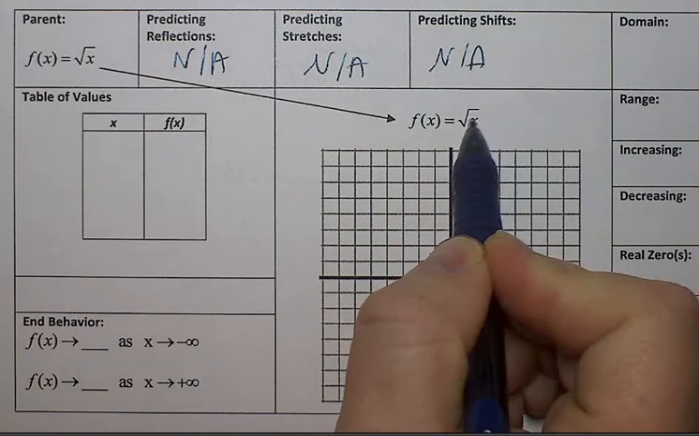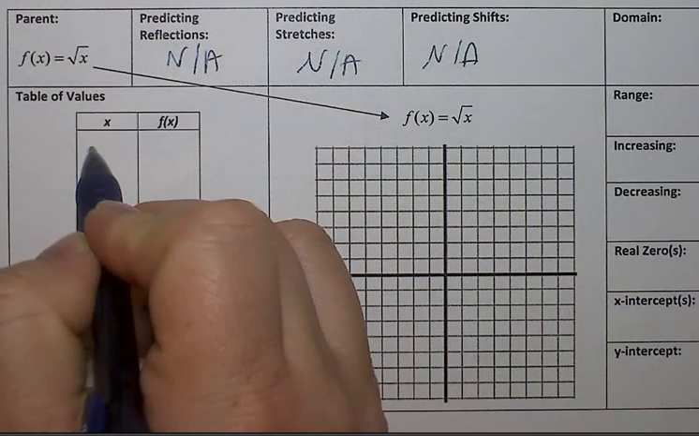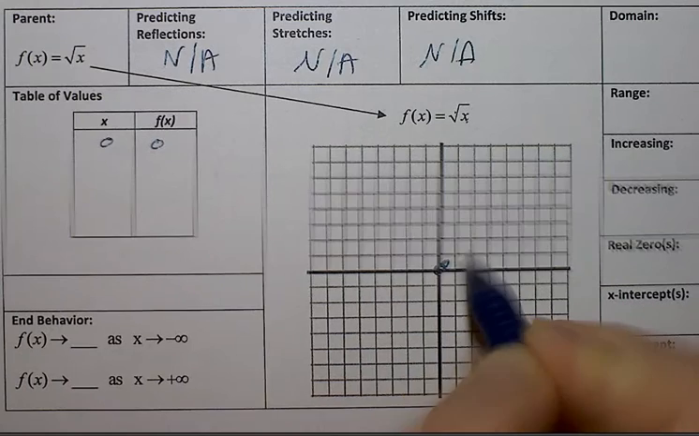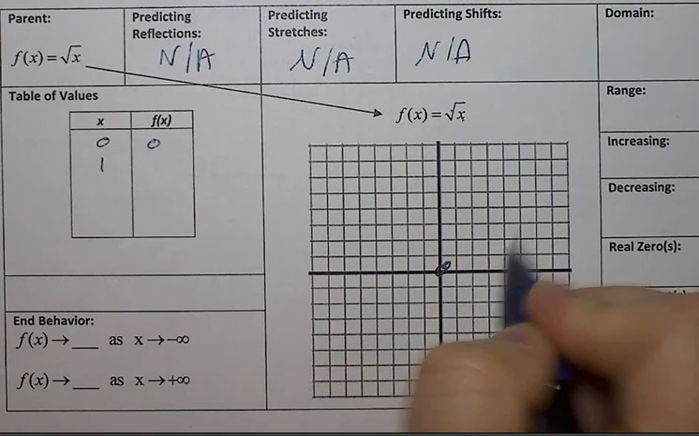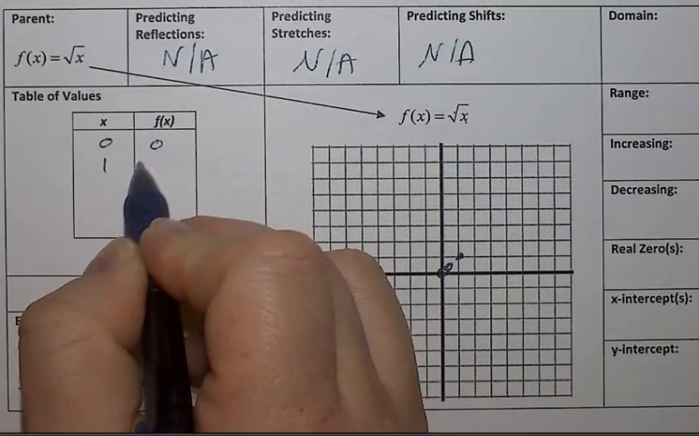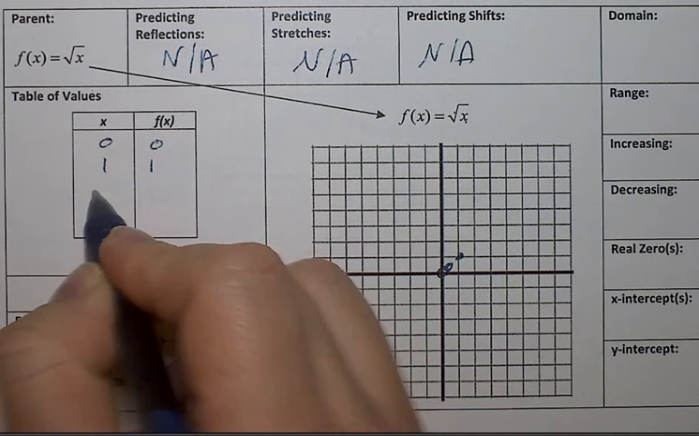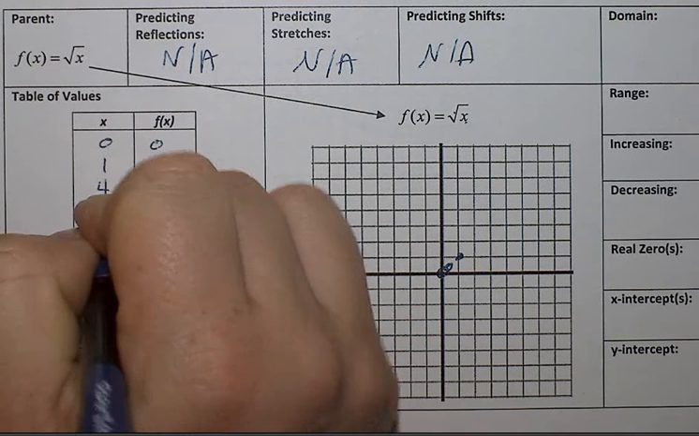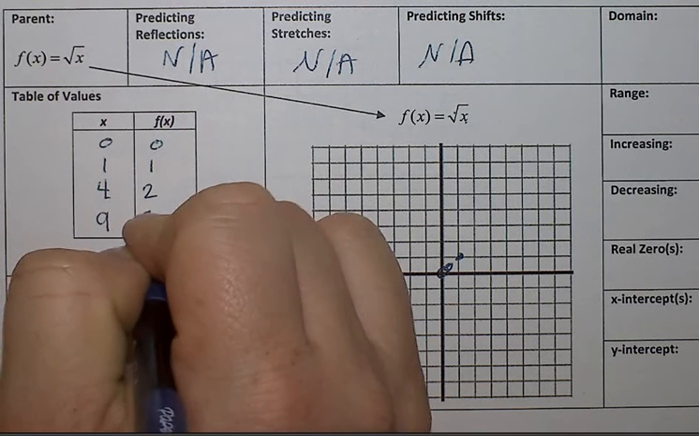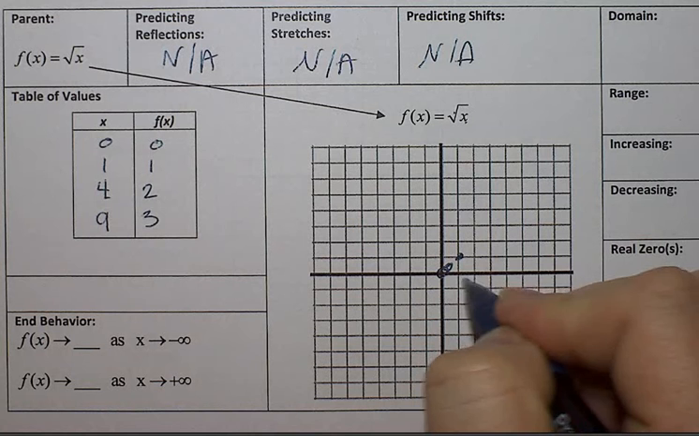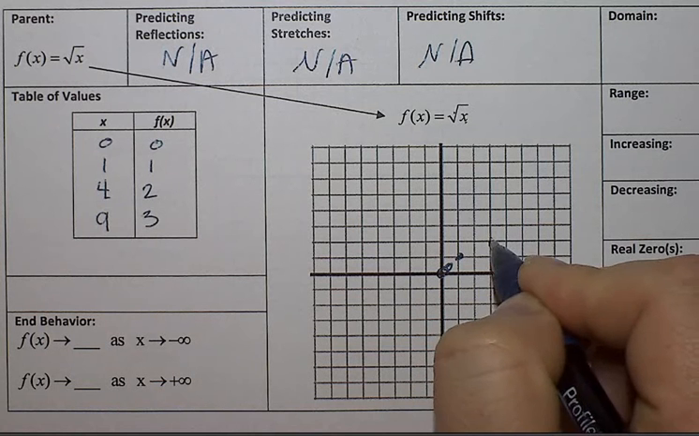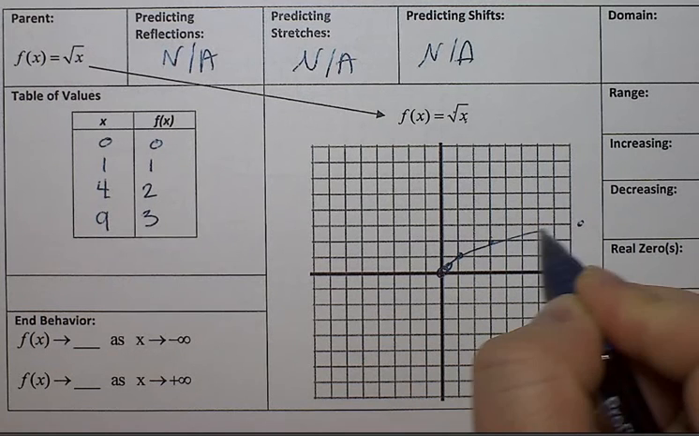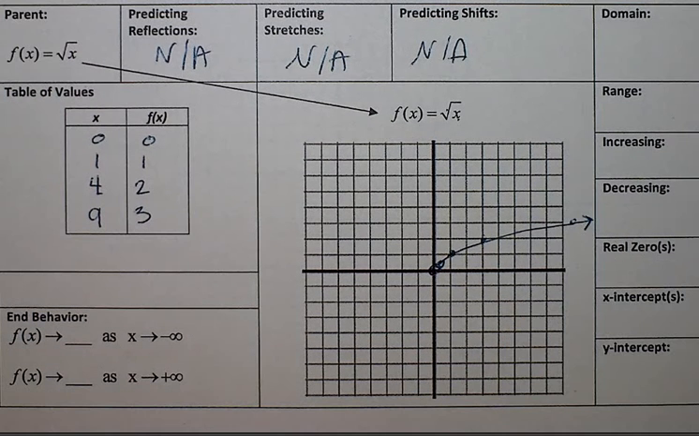Just like I said before I started recording, if I plug in 0 for x, the square root of 0 is 0. If I plug in 1, the square root of 1 is 1. Now, although there is a square root of 2 and a square root of 3, they're not nice integer answers. So I'm going to bump up and do the square root of 4 and the square root of 9. So I'm going to go over 4 up 2 and over 9 up 3, connecting those points with an arrow headed to the right.